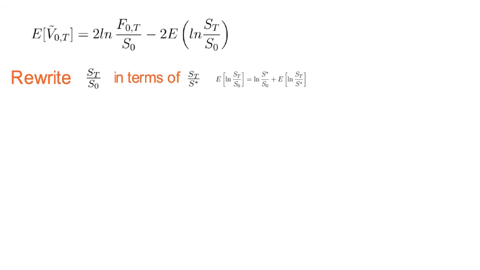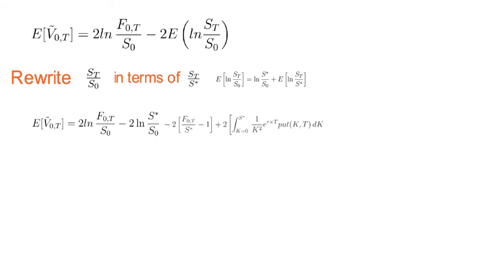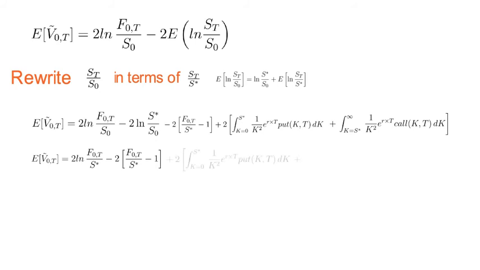Now we take that accounting trick and plug that into the last 2 equations. We therefore arrive at the expected value of V tilde 0t coinciding with the following long expression. We have the futures over the spot term, and we have these put and call integrals. Now the term S0 cancels out, so we arrive at the following expression for the expected value of V tilde 0t.